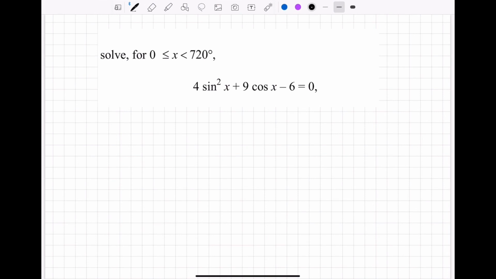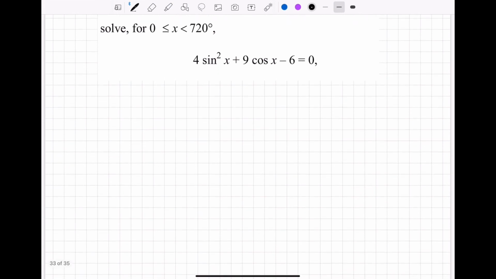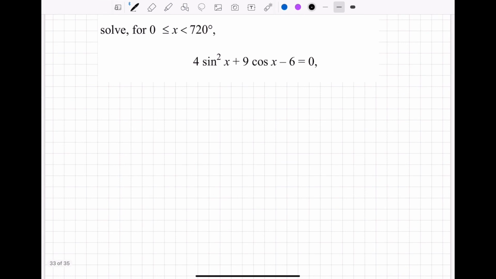In this example, we have 4 sine squared x plus 9 cos x minus 6 equals 0, and we need to solve this so x is between 0 and 270 degrees. What's wrong with this equation at the moment is that we've got a sine squared and a cos, so we need to convert this either into all sines or all coses. An identity that links sine and cos is sine squared plus cos squared equals 1.